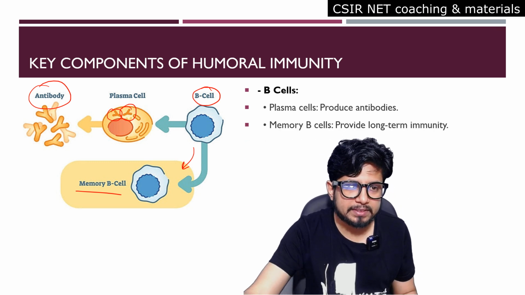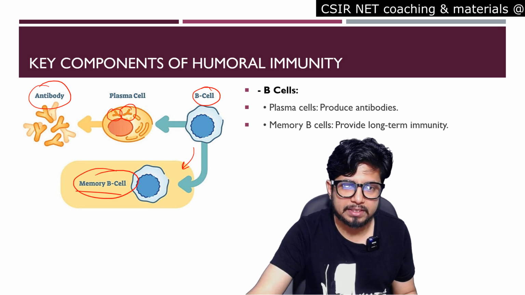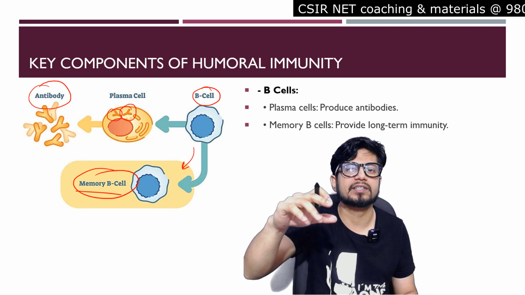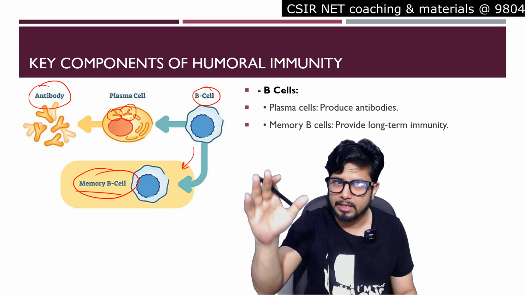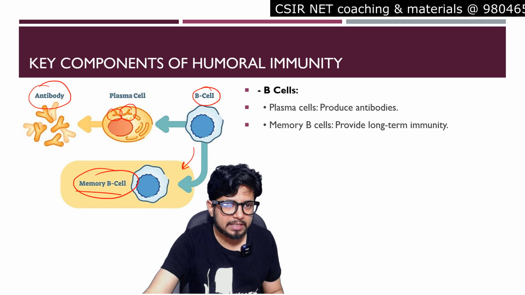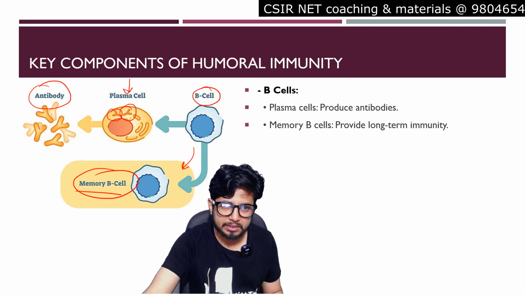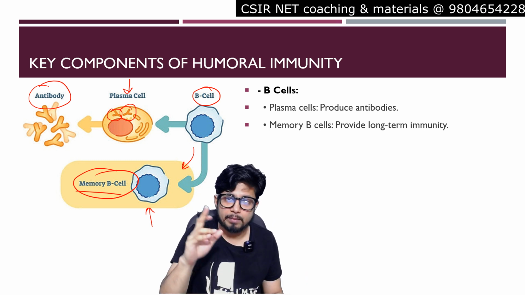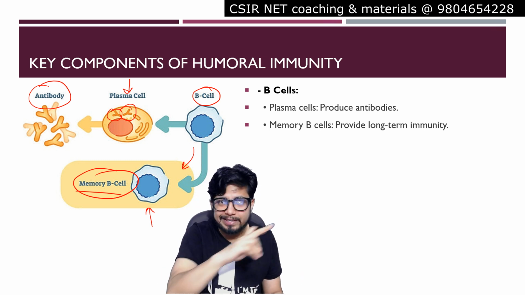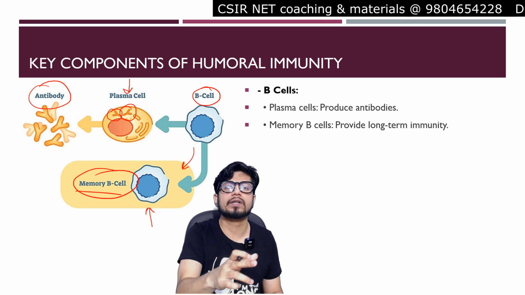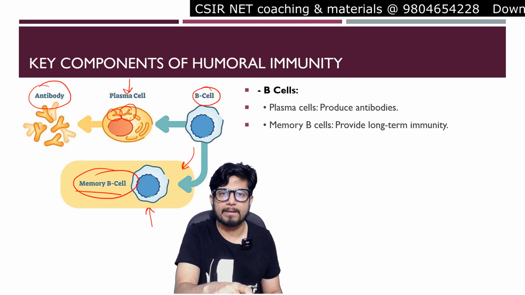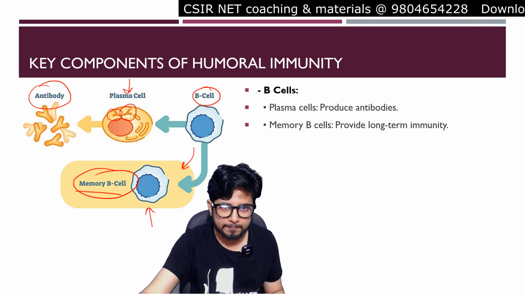Next are the memory B cells. As I told you already, memory B cells provide long-term immunity because they store the information regarding the antigen they encountered for the first time. So plasma cells are active antibody-producing cells, and memory B cells are not antibody-producing cells, but they have what it takes to be converted to a plasma cell in future when the same antigen is encountered by the body.